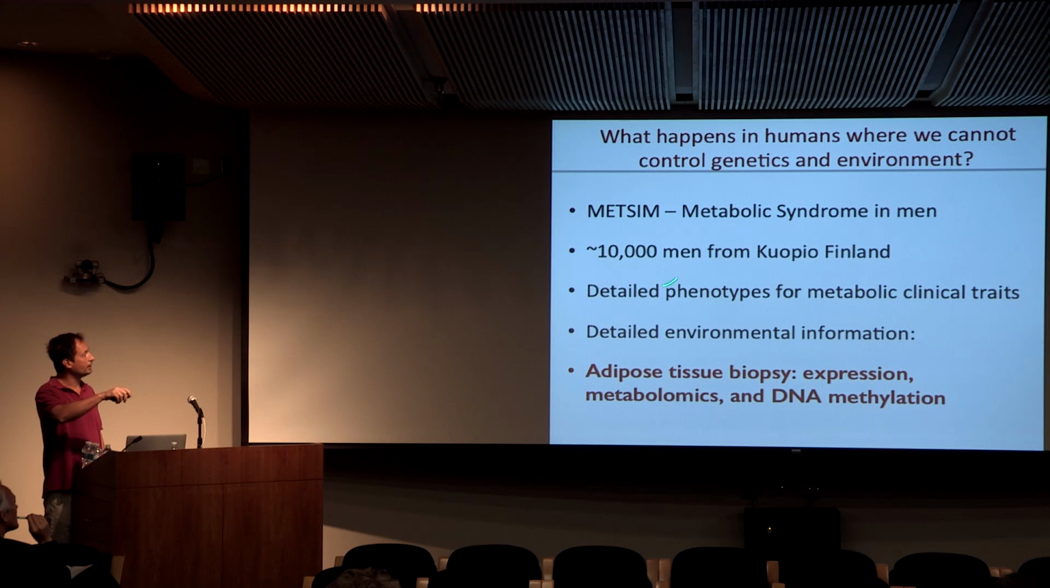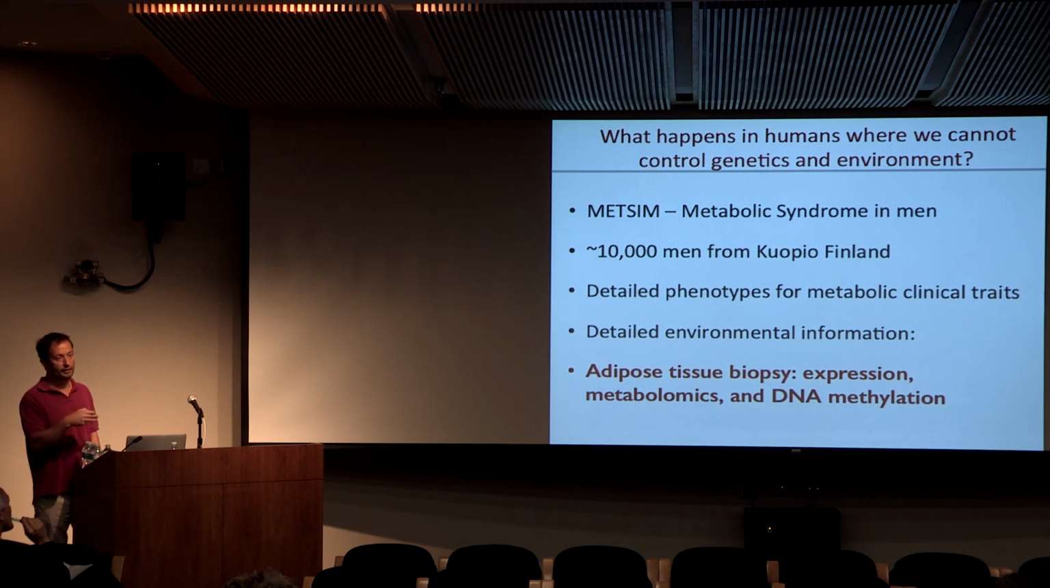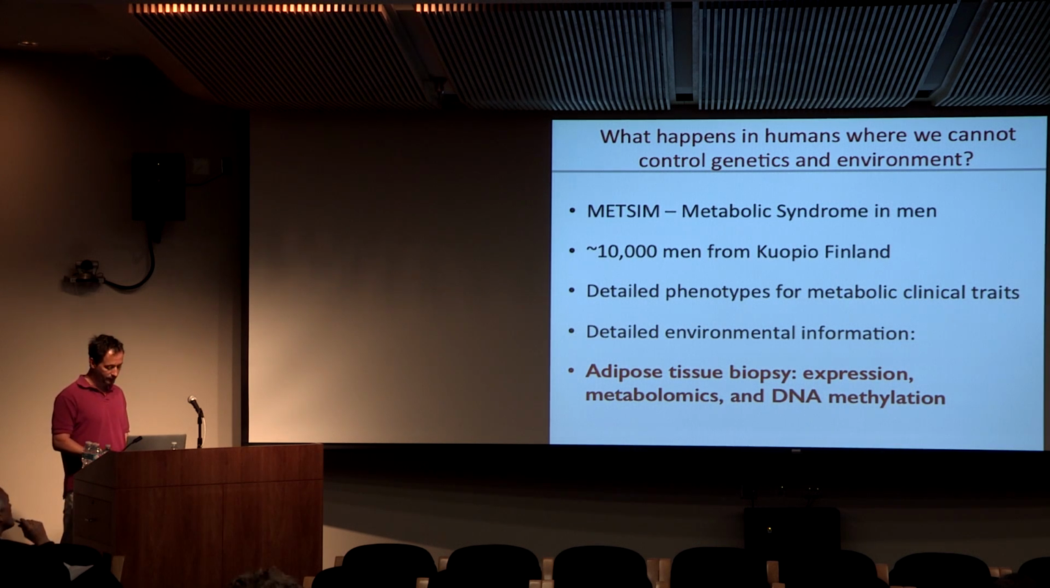And in this particular population, we have detailed phenotypic information about their lipid abundance, glucose, insulin, and these kinds of measurements. But we also have environmental information about their diets and smoking and drinking habits. And in particular, for this study, we looked at the adipose tissue that was collected from these individuals, and again performed DNA methylation profiling in the same way that we did for the mice.